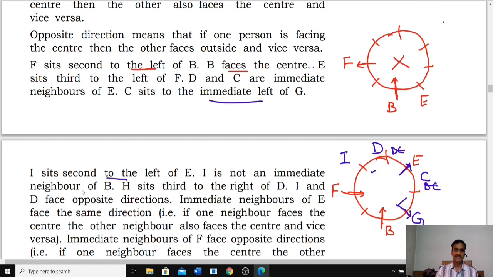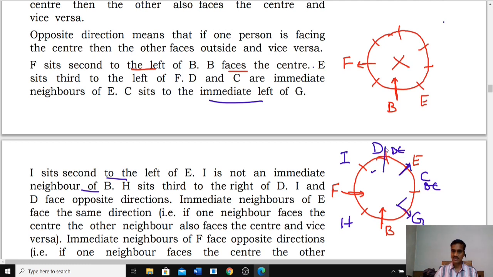I is not an immediate neighbor of B. B, C, D, next one E, F, G, and H is here. And together, H is here. Then, what is the other information? H sits out to the right of B.